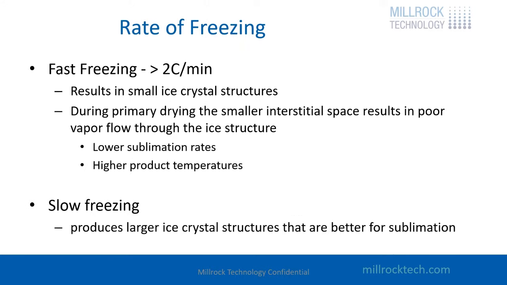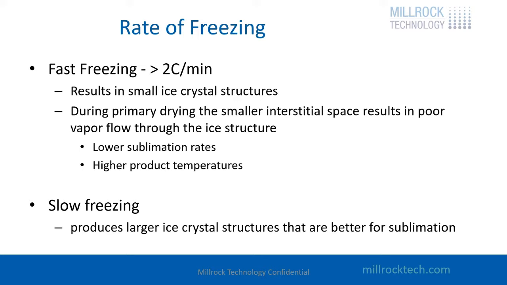All right, so how does the rate of freezing affect the process? It actually has a very big impact on it. First, we'll discuss fast freezing. Fast freezing for this discussion is going to be anything greater than 2 degrees C per minute. Typically, a ballistic freeze would be something like if you put your product into a freezer and just let it get cold as fast as possible. Number one, that's uncontrolled, and number two, it is probably a rate faster than 2 degrees C per minute.